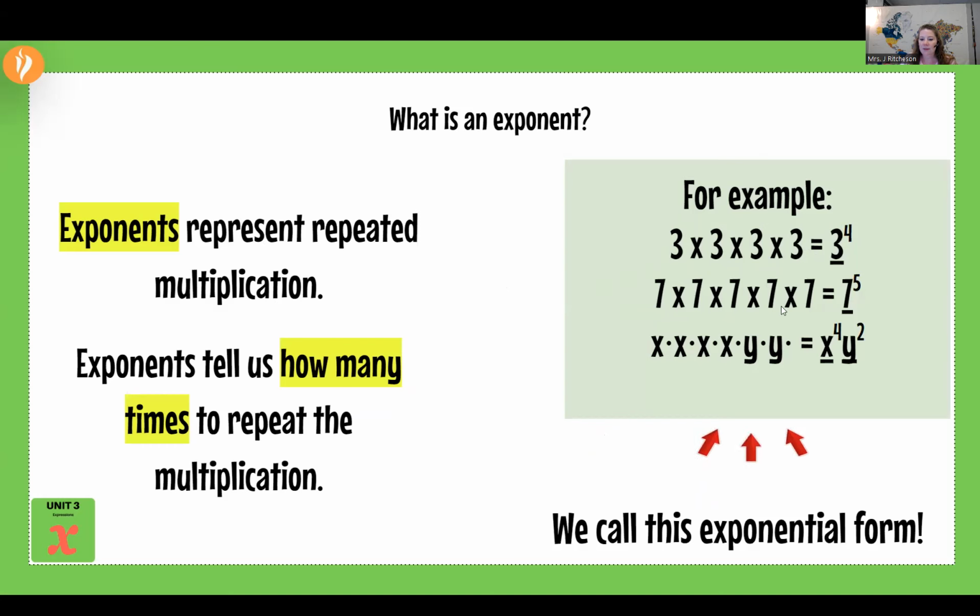7 multiplied together 5 times. In exponential form, we would write 7 raised to the power of 5. And then here we have variables. So we have 4 x's being multiplied, which we would write x to the fourth power, times, there's 2 y's here, so we would say x to the fourth times y squared. And all of this represents multiplication.